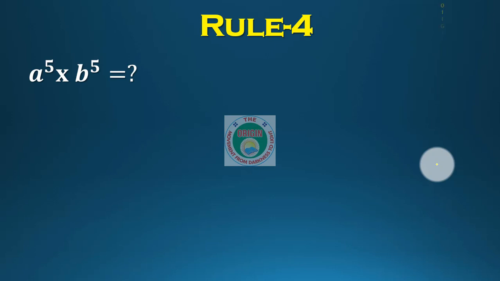Rule 4. Once observe here, a power 5 into b power 5. If you are observing here, base is a and here base is b. And exponent is 5, here also exponent is 5. So exponents, that's powers equal and base is different.